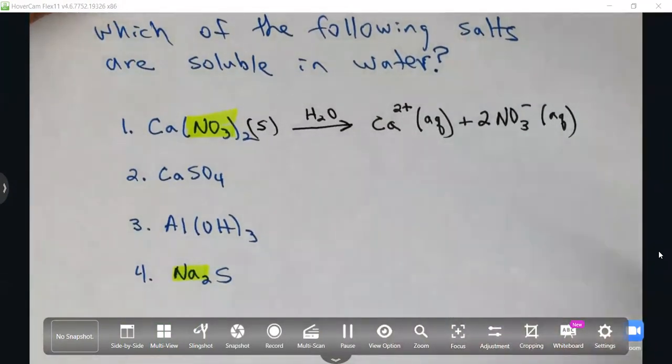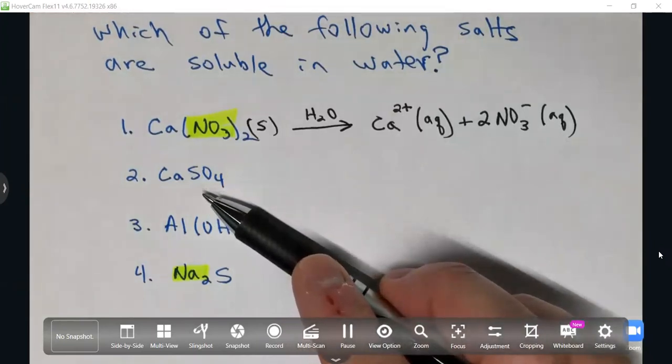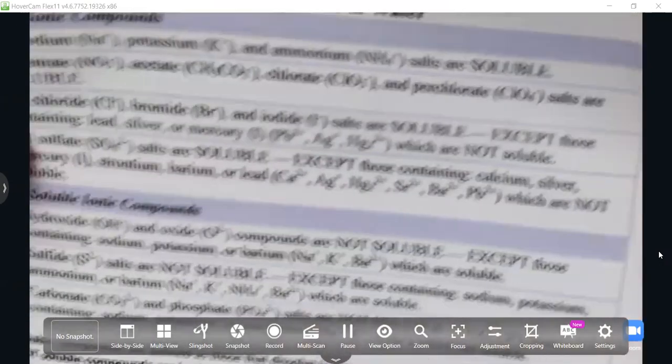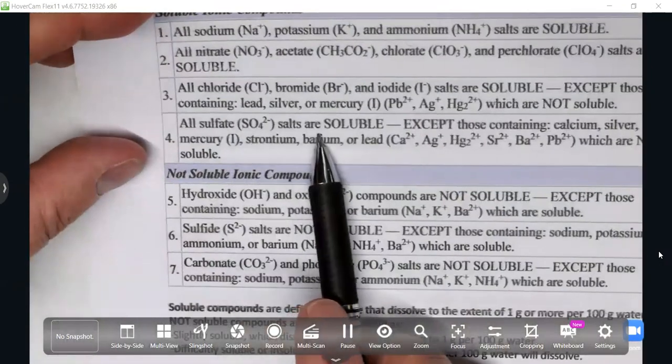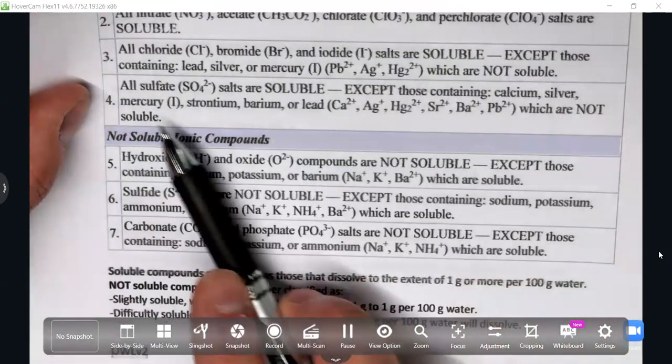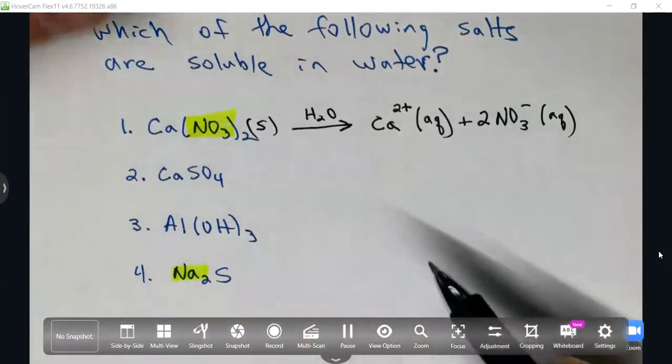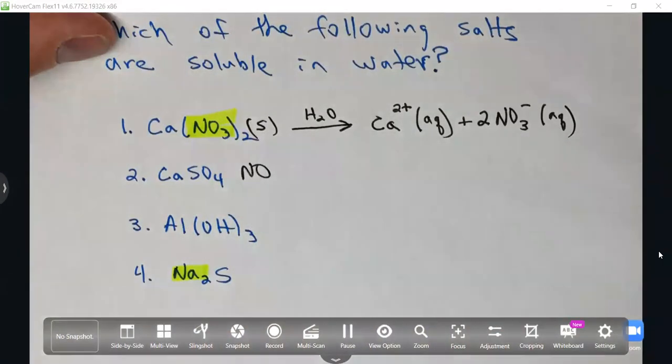All right. Sulfates, typically sulfates are soluble. And of course, it is chemistry, there have to be exceptions. All sulfate salts are soluble except those containing calcium, silver, mercury 1, strontium, barium, and lead. So we have calcium there. So the answer to this is no.